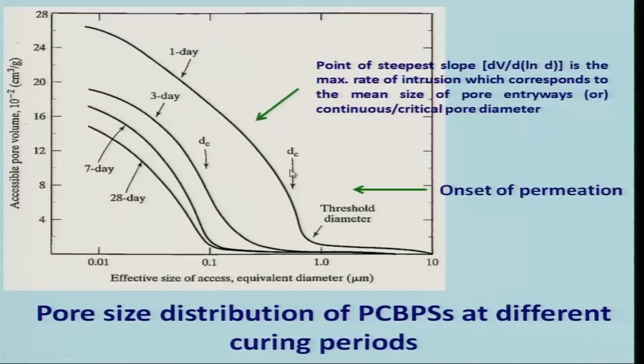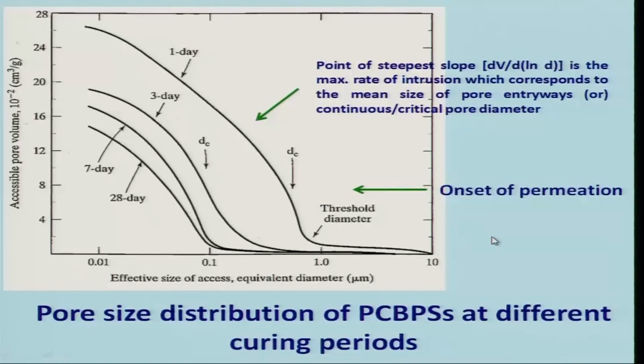You also know that this DC represents the point of steepest slope, and it is the maximum rate of intrusion which corresponds to the mean size of pore entryways from this range to this range. And likewise, the threshold diameter represents the onset of permeation.